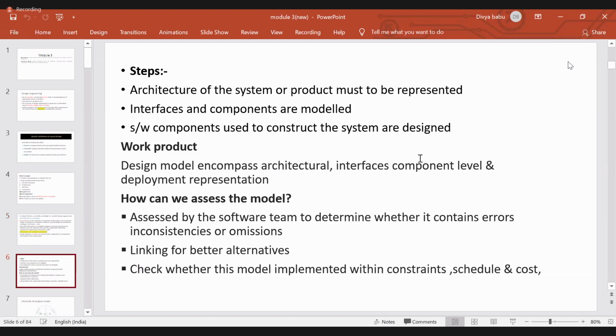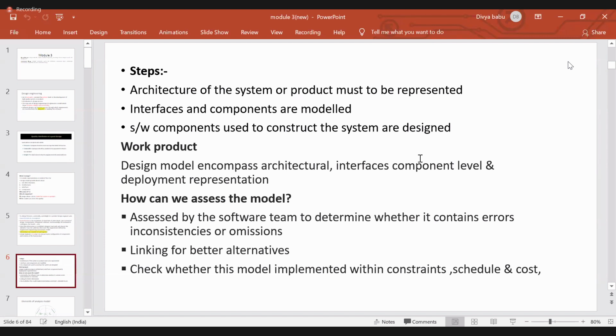Then what are the steps for designing? The architecture of the system or product must be represented, the interface and component models, and the software components used to construct the system must be designed. So these are the steps for designing. You have to represent the architecture, then design the interfaces and components, and the relationships also.